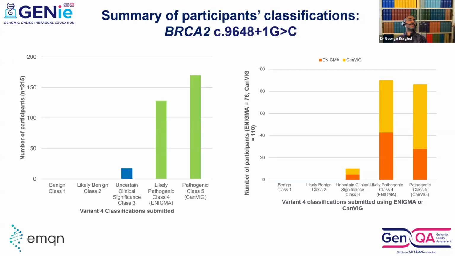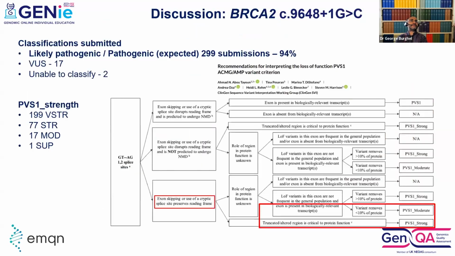So most participants, as expected, have classified this variant as likely pathogenic or pathogenic, mainly likely pathogenic using ENIGMA, and pathogenic using the CanVIG guidance. A few participants have classified this as a variant of uncertain significance, and no one classified it as class 1 or class 2. Next slide, please.